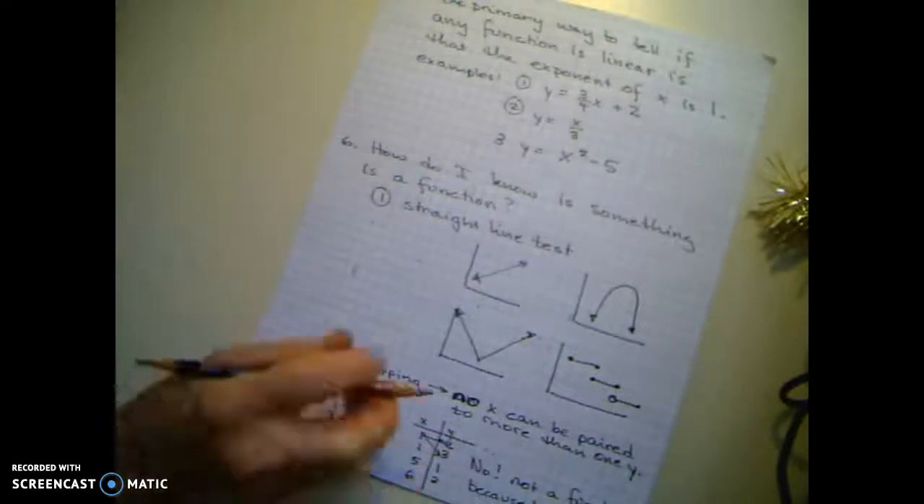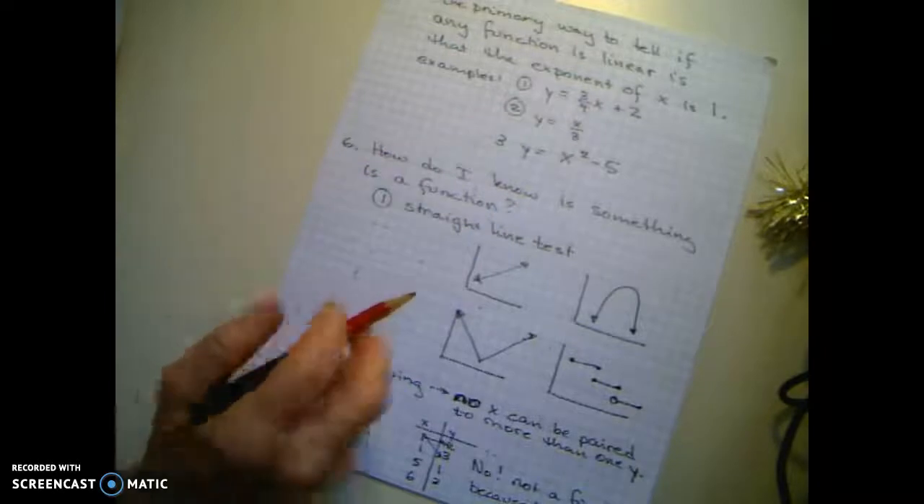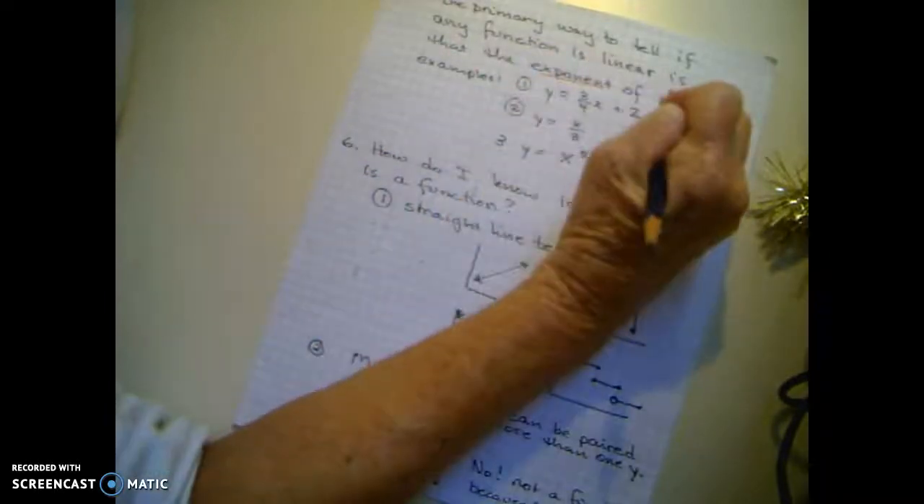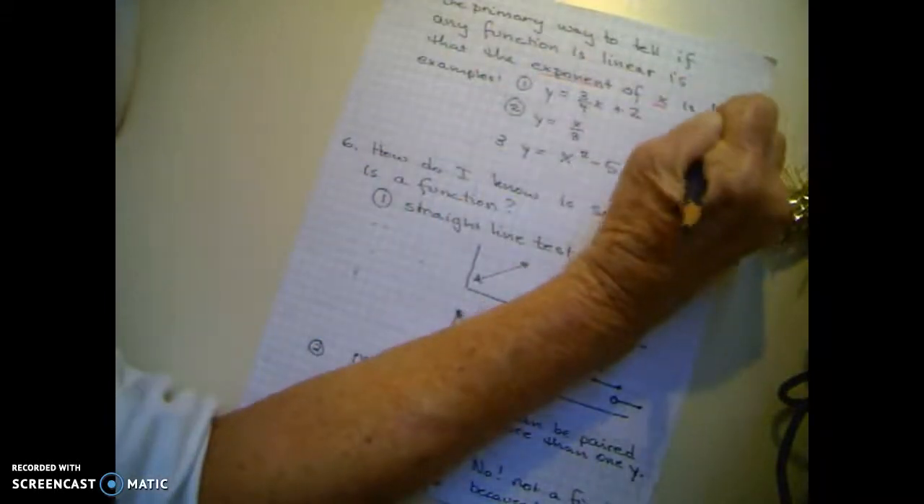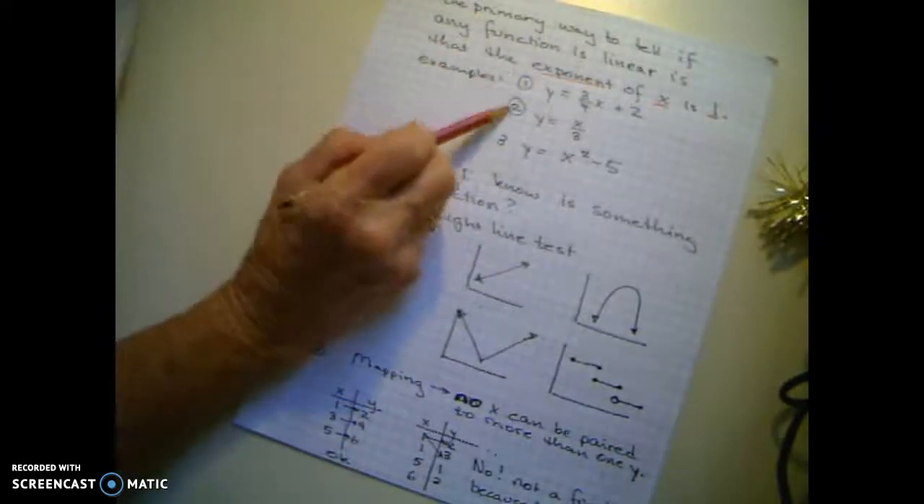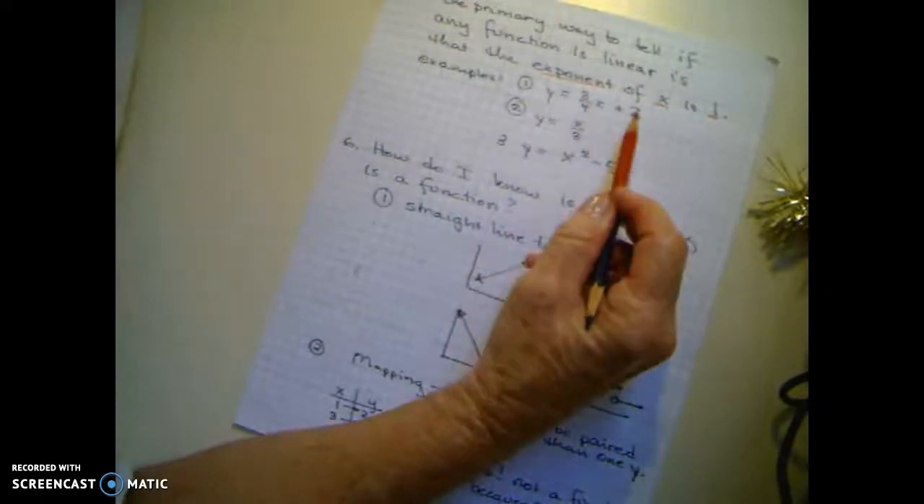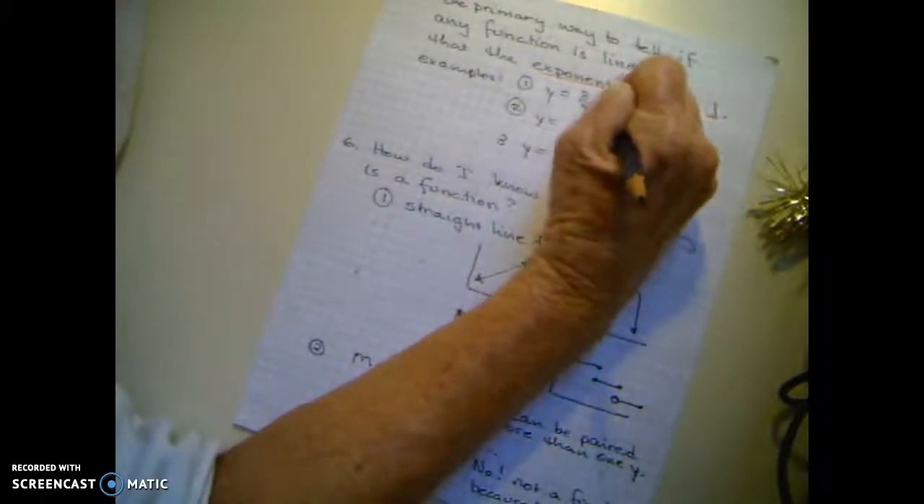Concept 5. The primary way to tell if a function is linear is simply that the exponent of x has to be 1. It cannot be anything but 1. So you're going to see a couple of examples. Y equals 3/4 x plus 1. What's the exponent of x? If you don't see anything there, you know that it's 1. This would be a linear equation.